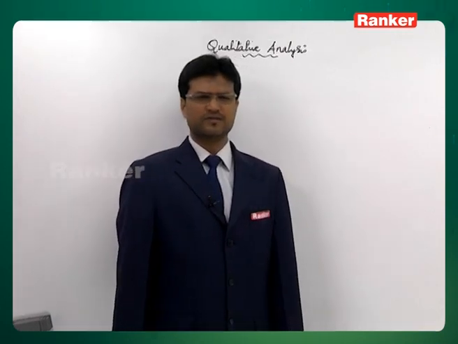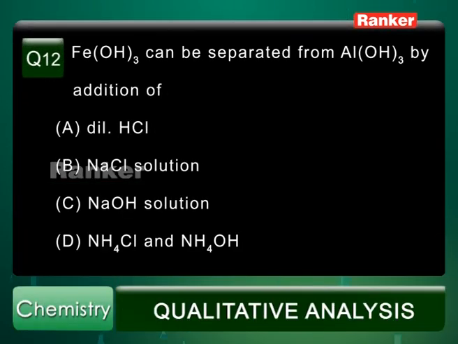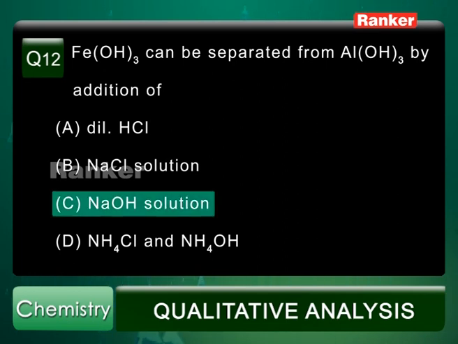Question number 12. Ferric hydroxide can be separated from aluminum hydroxide by addition of A. dilute HCl, B. NaCl, C. NaOH, and D. Mixture of ammonium chloride and ammonium hydroxide. The correct answer is NaOH, and the reason is aluminum hydroxide is amphoteric and ferric hydroxide is predominantly basic.